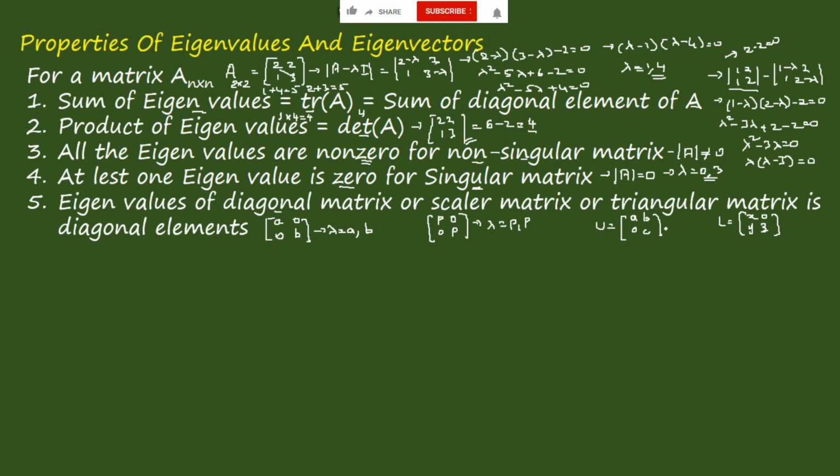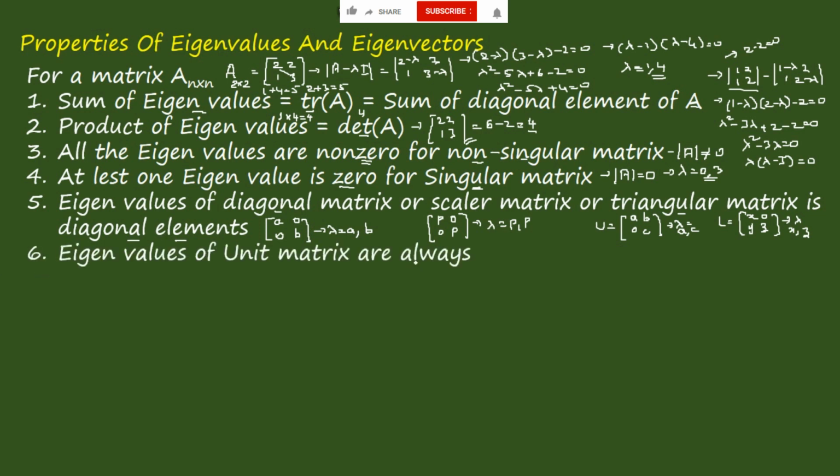In the case of a scalar matrix, the eigenvalues are p, p only. Again, in the case of an upper triangular matrix, the eigenvalues are nothing but a, c. And in the case of a lower triangular matrix, the eigenvalues are nothing but x, z. Okay. So whenever you take a diagonal matrix, scalar matrix, or triangular matrix, the eigenvalues are the diagonal elements. Okay. Come to the next one.